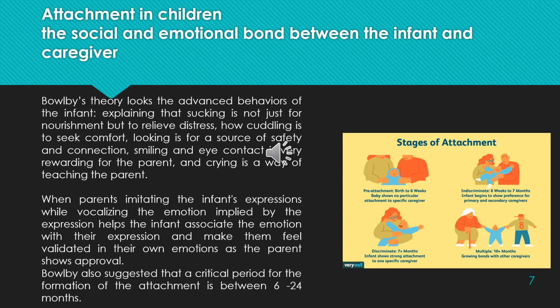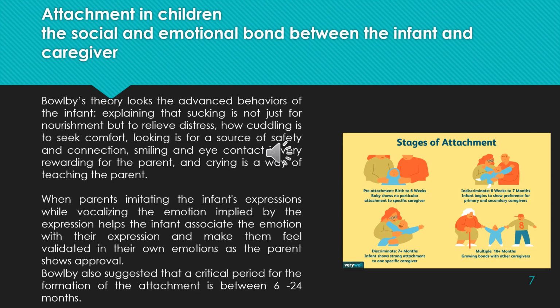The next graphic explains the 4 stages of attachment. We chose this graphic because it's very synthetic and has the main points. So the first occurs from birth to 6 weeks of life of the child and is called pre-attachment. In this stage, the baby shows no particular attachment to a specific caregiver. The second is indiscriminate, occurring between 6 weeks and 7 months. In this stage, the infant begins to show preference for the primary and secondary caregivers.